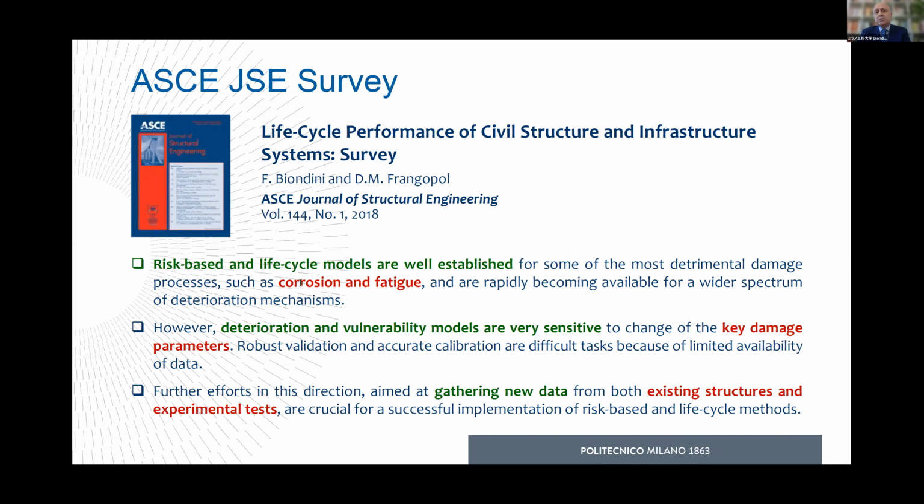viability of accurate deterministic models is also pointed out in a survey showing that advanced life cycle models are well established nowadays for some of the most detrimental damage processes, including corrosion, and they are also rapidly becoming valuable for a wider spectrum of deterioration mechanisms. However, the deterioration models are also very sensitive to the change of the probabilistic parameters of the input random variables when they have to be incorporated in a probabilistic framework. And the robust validation and accurate calibration of these models are difficult tasks to be performed because of limited availability of data. And further efforts to gather new data from both inspection of existing structures and experimental tests are crucial for a successful implementation in practice of life cycle methods.